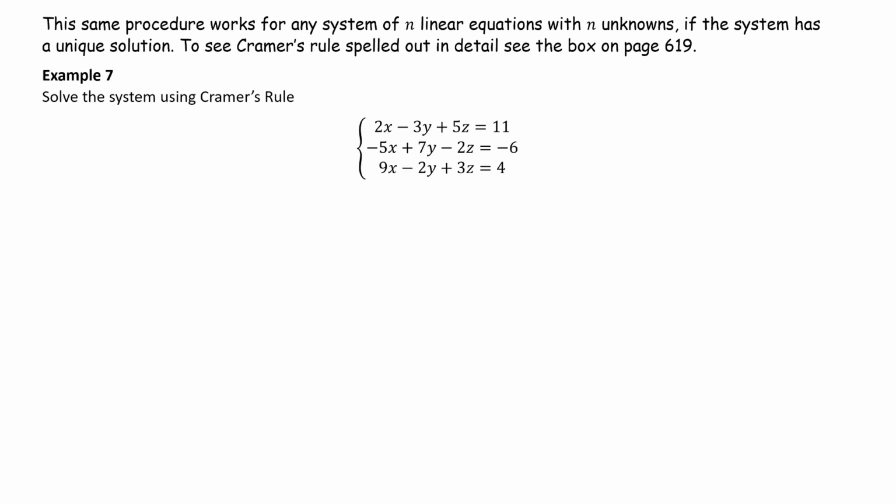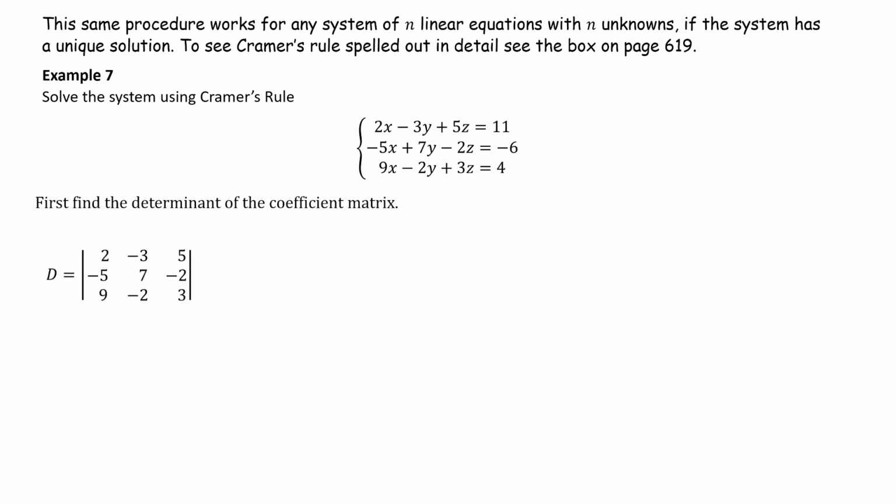So I'm going to go ahead and run through this 3x3 system just to show you how we work with Cramer's rule. It's the same way I just did it. I'm going to go really fast because you can pause it if you need to. So we have these three equations, and the first thing we're going to do is find the determinant of the coefficient matrix. And we do that.